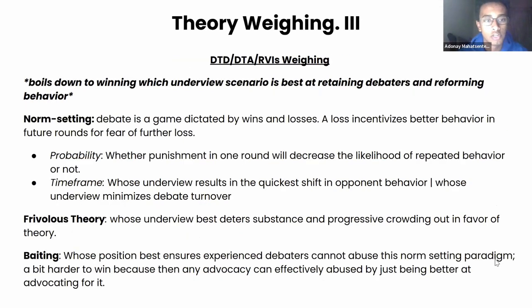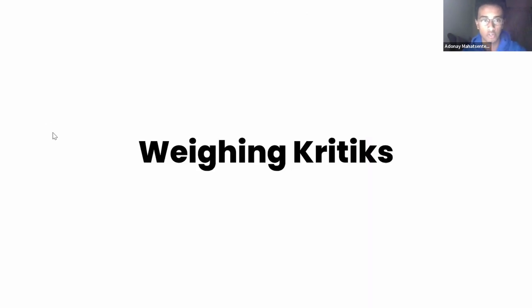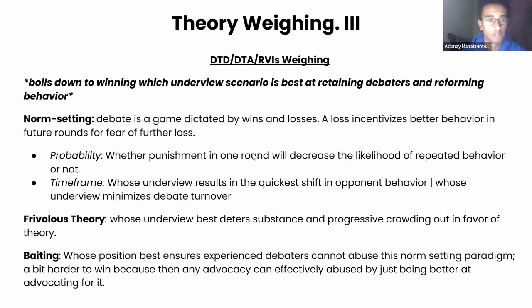So the underview, we're not really going to be able to get into a crazy amount here, but it just boils down to what scenario is best for retaining the debater and reforming the behavior that you don't like. This really just goes down to three separate warrants. First is norm setting. Debate is a game, so wins and losses dictate how you decide to behave. A loss creates an incentive for better behavior in future rounds through the fear of further loss in the future. So again, back to that same paradigm of probability and time frame. Does punishment in one round decrease the likelihood of bad behavior? And in time frame, does that mean you see a quick shift, or does that mean they just leave the activity because they don't like it?